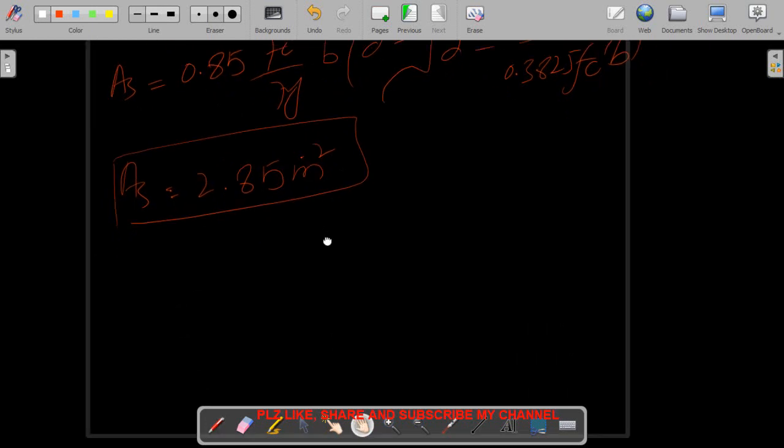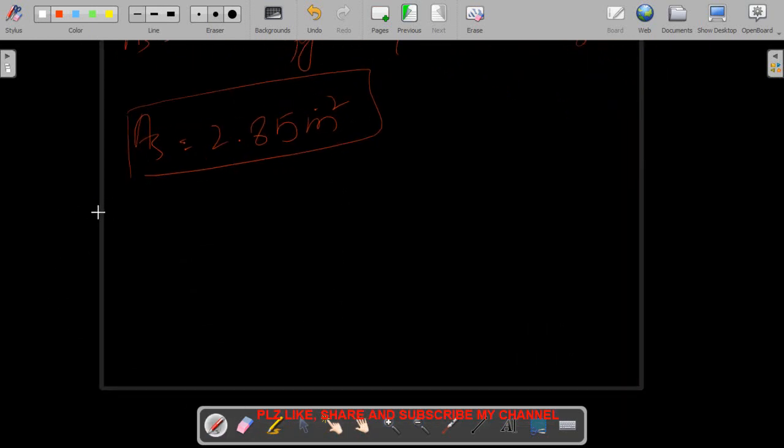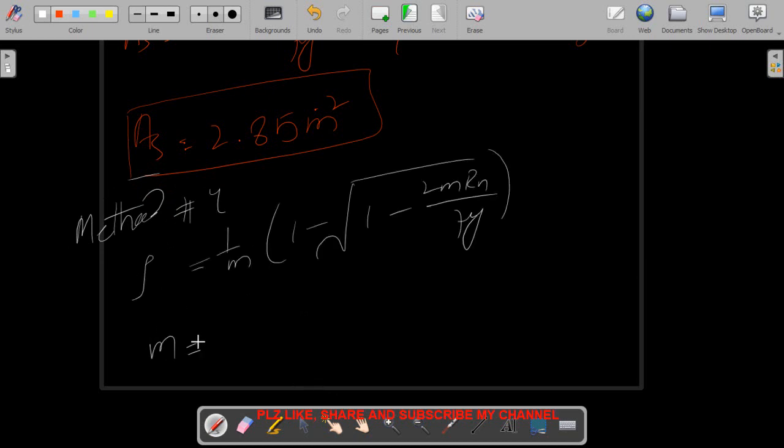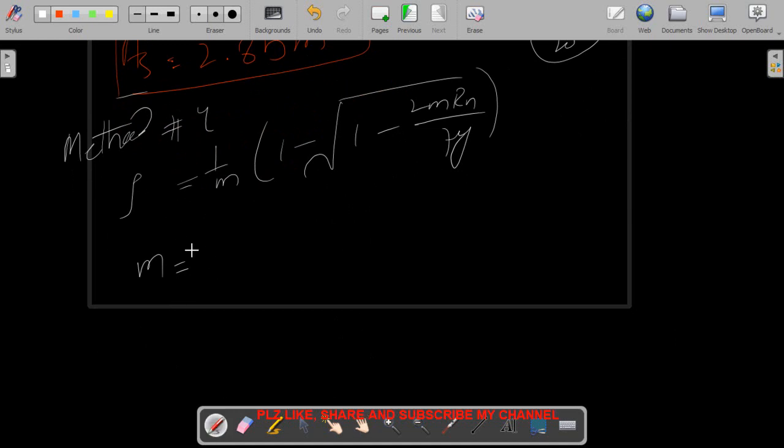We have another method, also another direct method, right? Let me use that method as well. How can we do this? Method number 4. I have already discussed and derived this equation. So my m value is, we can use that R and omega relationship, which is also one of the ways that can be used for determining the rho value, right? So this time I'm using this equation.